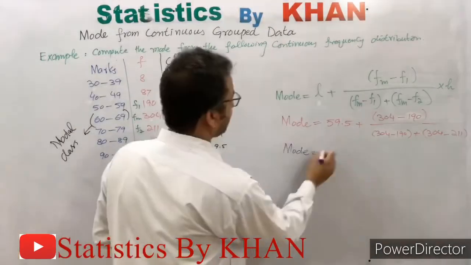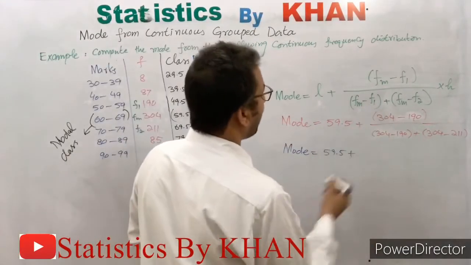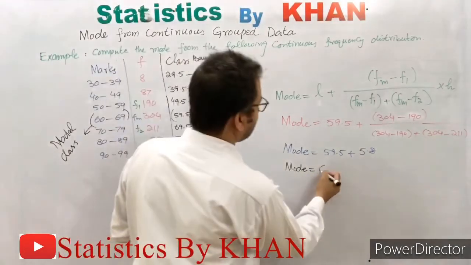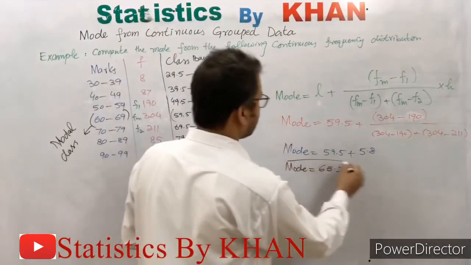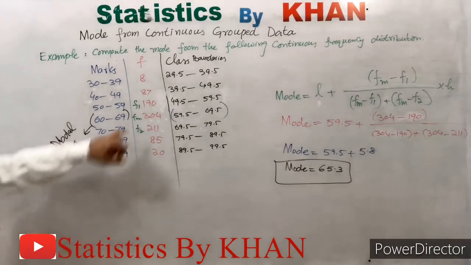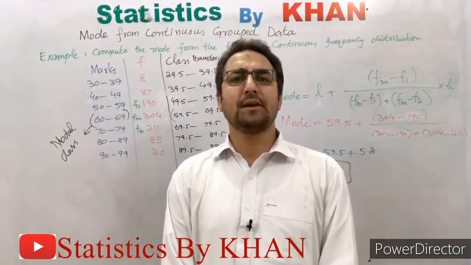So in the next step, this will become 59.5 plus, and if we solve it, we will get 5.8. And in the final step, we will get 65.3. So this is the mode of this data set. The modal marks are 65.3. So 65.3 means that 65.3 marks have been taken by many students, or 65.3 marks have been taken by 304 students. So this was the computation of mode from continuous grouped data.